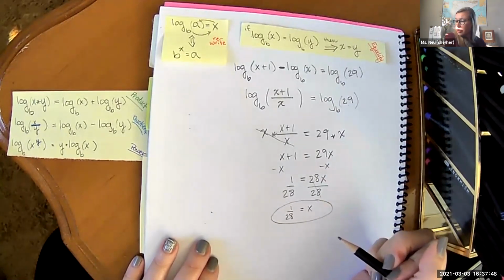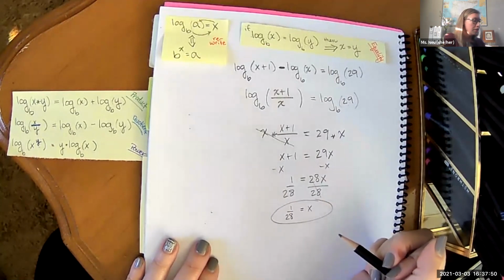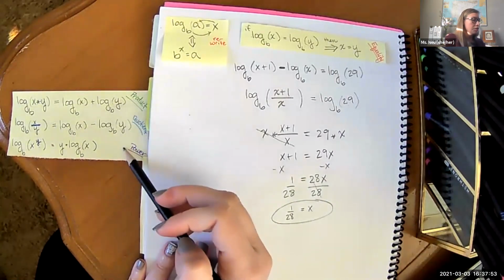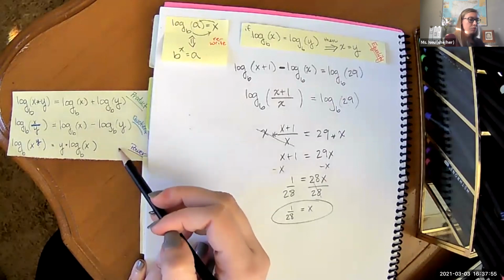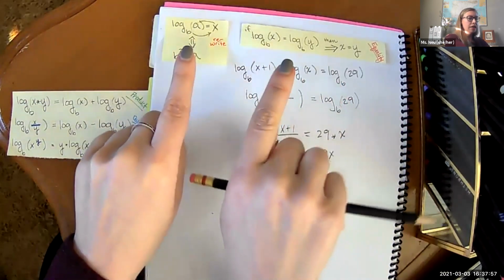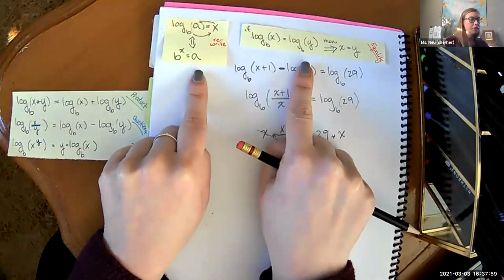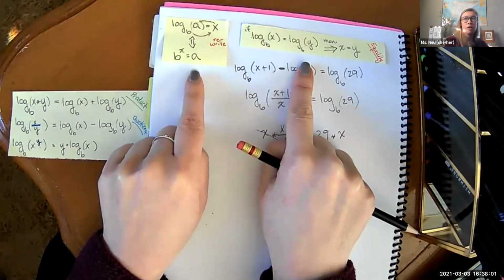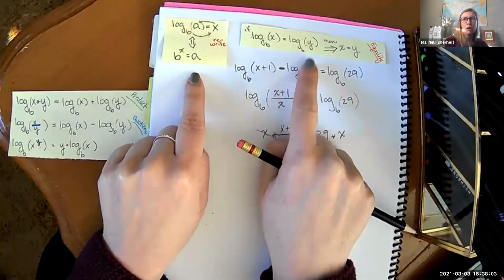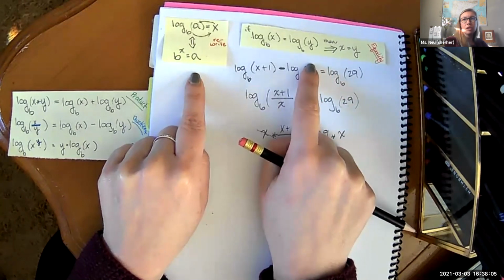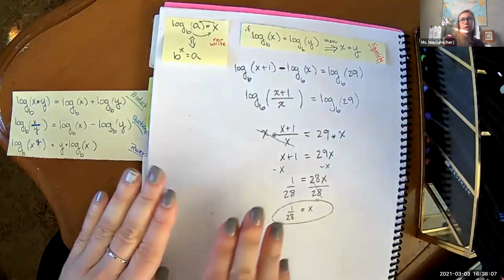That is it, and that is all there is to it. You are basically trying to simplify things using these rules, and then you're trying to get it into one of these two forms. It's either going to be a rewrite where then you can see the answer, or it's going to be a log equals a log, drop the logs and solve for x.